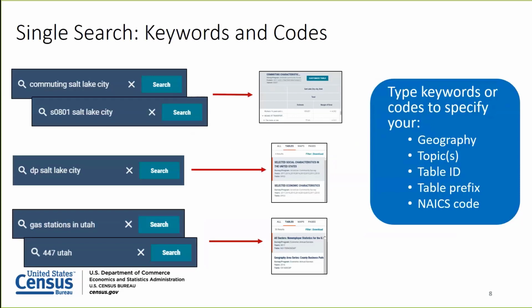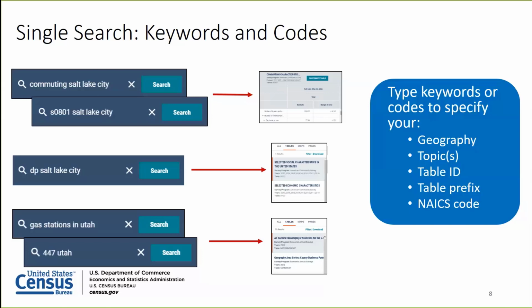Now, jumping into the single search, there are a few things that you can do to make that the most advantageous for you. Great ways to do a single search are to use a topic like commuting, and then a geography. So in this case, we did commuting Salt Lake City. We also can use table IDs. Now, not everybody knows their table IDs, and we don't expect you to. But if you do know them, we want you to be able to quickly and easily search for them and have them pop up in the ways that you expected, instead of pouring through the data options that you have.